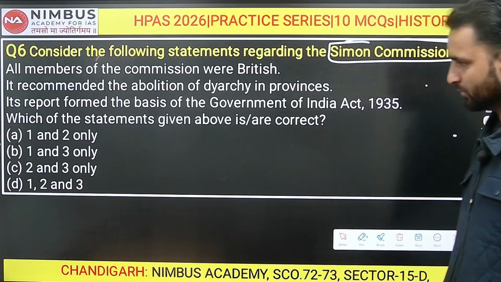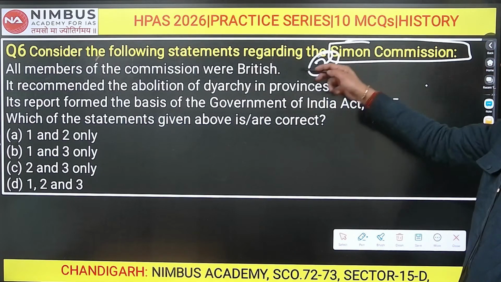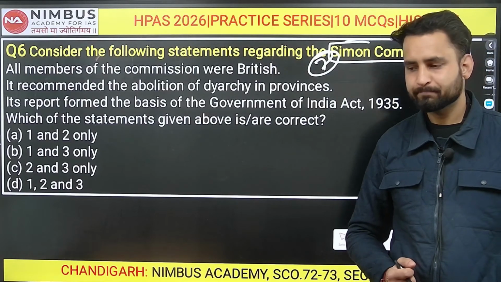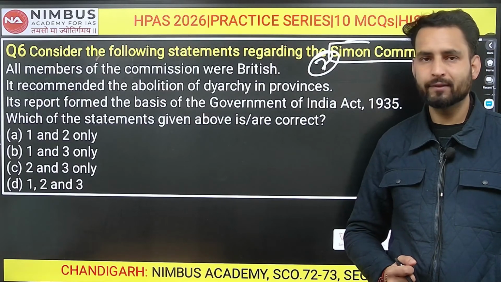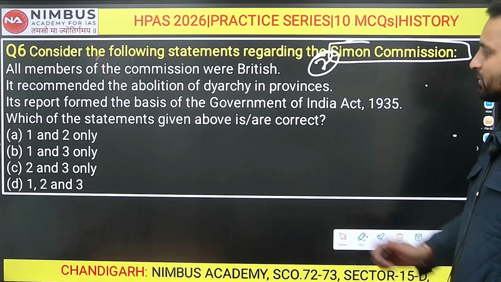Option number A, you have given 1 and 2 as the right answer. All members of the Simon Commission were British. That was the only reason why it was welcomed with the black flags. Okay. Next is, it recommended the abolition of diarchy in provinces.